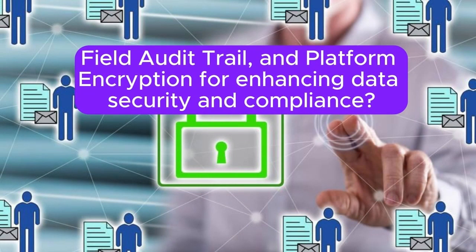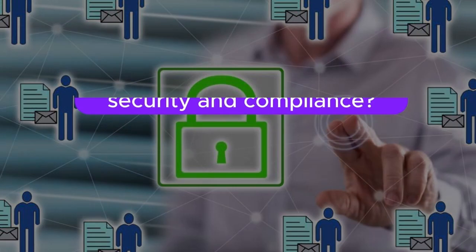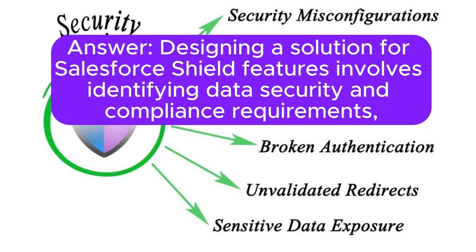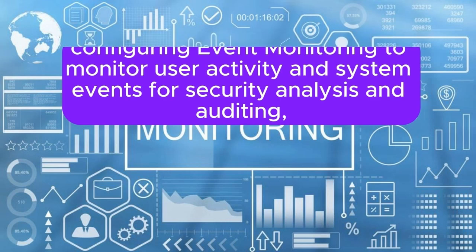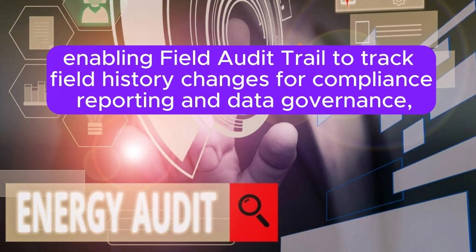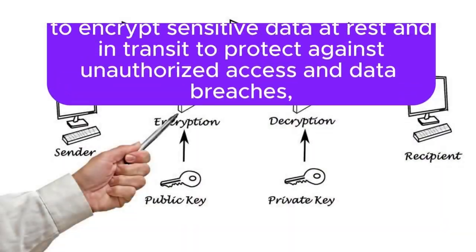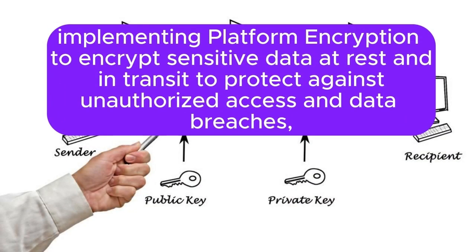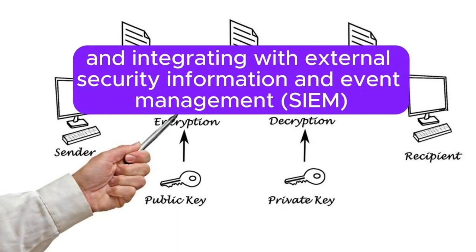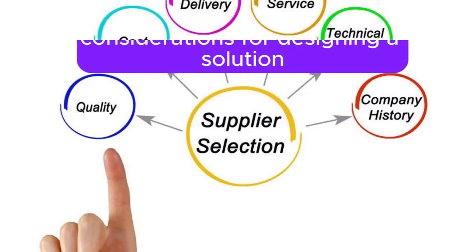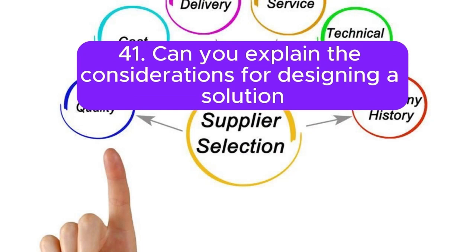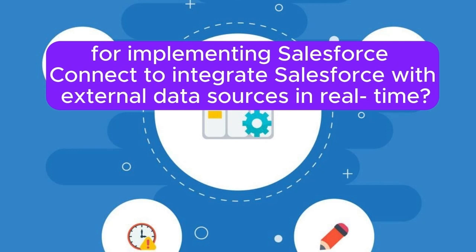40. How do you approach designing a solution for implementing Salesforce Shield features like Event Monitoring, Field Audit Trail, and Platform Encryption for enhancing data security and compliance? Answer: Designing a solution for Salesforce Shield features involves identifying data security and compliance requirements, configuring Event Monitoring to monitor user activity and system events for security analysis and auditing, enabling Field Audit Trail to track field history changes for compliance reporting and data governance, implementing Platform Encryption to encrypt sensitive data at rest and in transit to protect against unauthorized access and data breaches, and integrating with external security information and event management systems for centralized security monitoring and incident response.